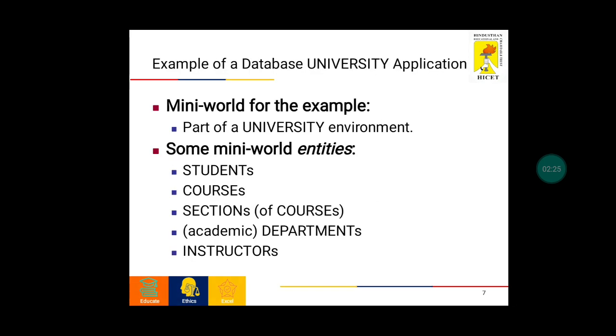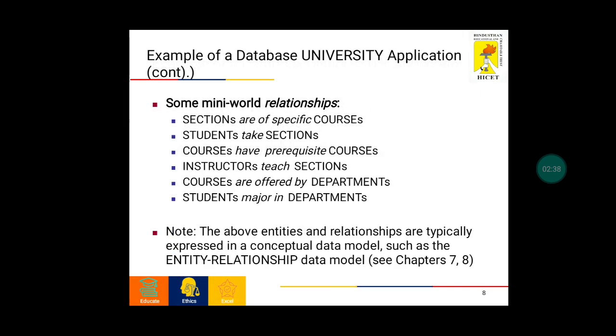Next, we are going to see an example of the database university application. So that is the mini world for the example, part of the university environment. Some mini world entities are students, courses, sections of courses, departments, instructors. And these are some of the relationships of the mini world. That is, sections are of specific courses, students take sections, courses have prerequisite courses, instructors teach sections, courses are offered by departments, students major in departments, etc. So the above entities and relations are typically expressed in the conceptual data model, such as the entity relationship data model.